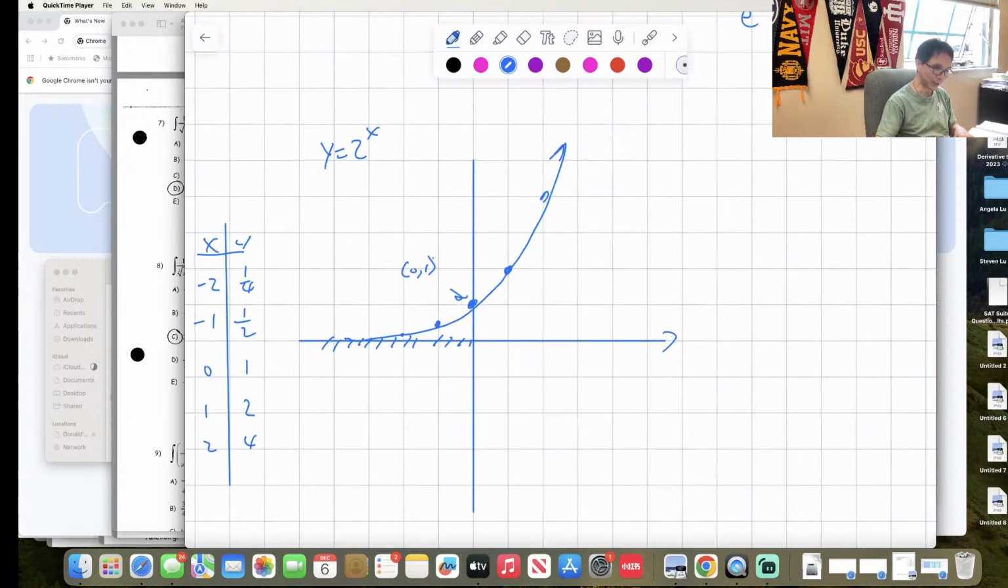Now what happens if I have an inverse? So what is the inverse of y equal to 2 to the x? It'll be x equal to 2 to the y, right? I just switched the x and y.